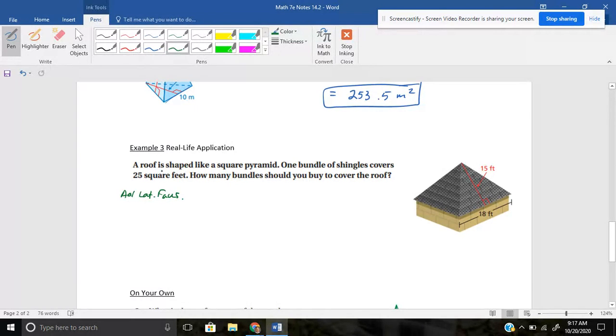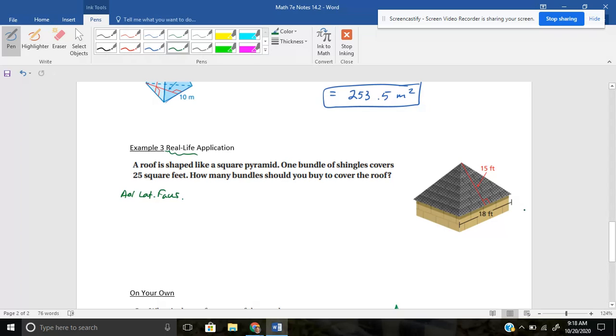And this is something that, I mean, if you're in the construction business, you're doing very frequently. This is definitely a real life example. I've done this before, doing construction in the summer. It's really handy to know how to do because you don't want to buy extra shingles and you definitely don't want to be short.